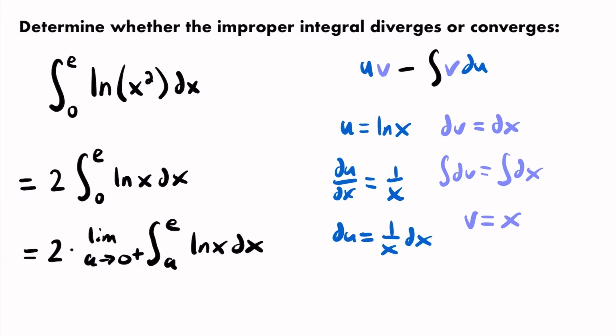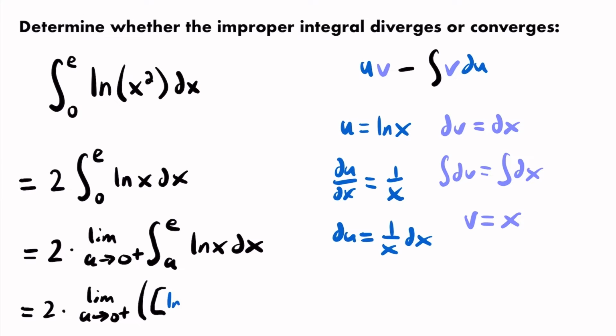All right, so here's what we're going to have. This will be equal to 2 times the limit as a approaches 0 from the right. And because we're splitting up this integral into two different terms, here's what I'm going to write. We're going to have brackets around what we're going to write out, and we're going to be evaluating that from a to e. And you'll see what I mean when I write it out. For now, let's write u times v minus the integral of v du. U is the natural log of x, and v is x.